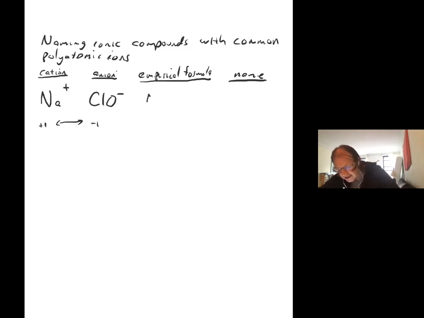So you just write NaClO. Okay? Cation first, the metal. Anion second, the nonmetal. Metal, nonmetal, or cation, anion. Okay? Now, how do you name it? Relatively simple. Same kind of system as we were using before.